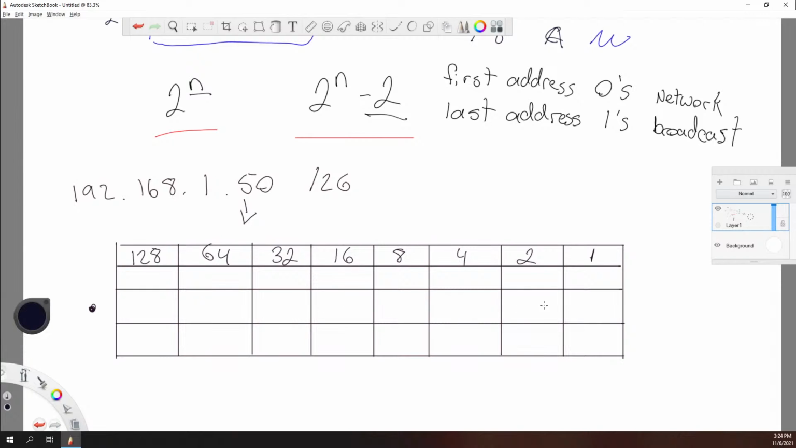So this is our binary. And if we want to deal with our usable hosts as an example, if we remember, our equation is 2 to the n minus 2. So I'm going to write over here on this side, usable hosts.